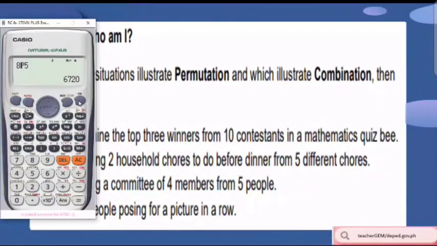Sa calculator natin, meron tayong 10, kasi yung n natin is 10, si r natin is 3. So, shift, then factorial sign, then press 3, is equals to 720. Ayan. So, ang answer natin sa number 1 is 720.